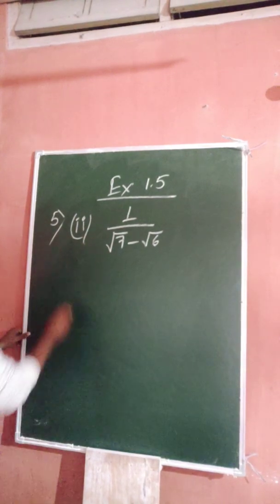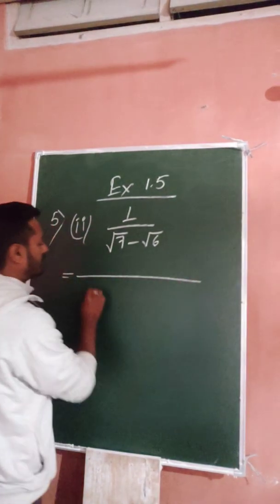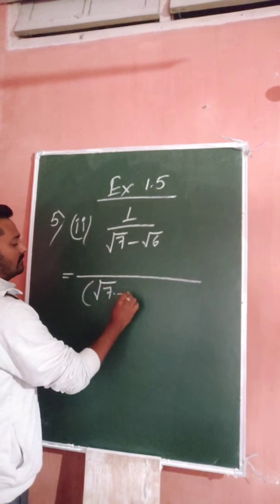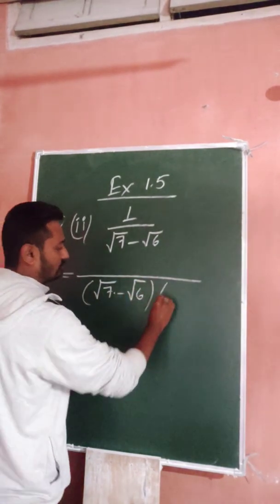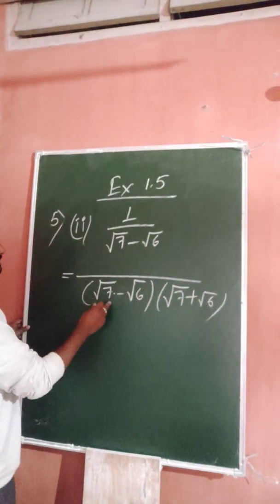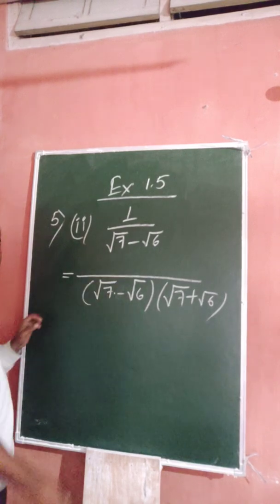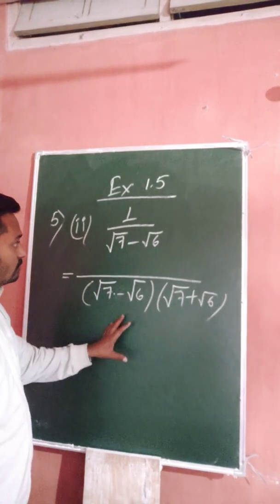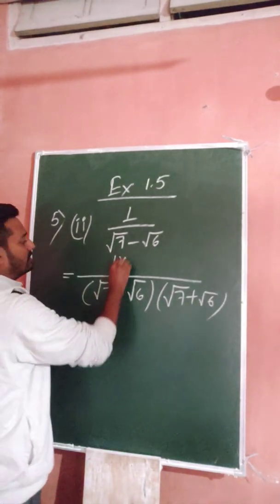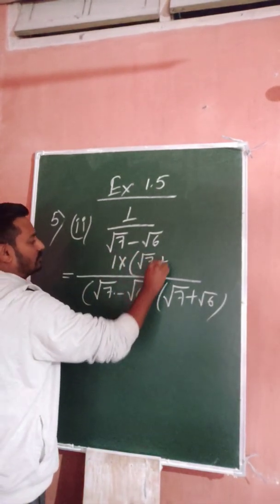So therefore, in this case, you have to multiply both the numerator and the denominator by root 7 plus root 6, which is the conjugate of root 7 minus root 6. Originally it was root 7 minus root 6. So you have to multiply by the conjugate, that means root 7 plus root 6. As well as you have to multiply the numerator also.